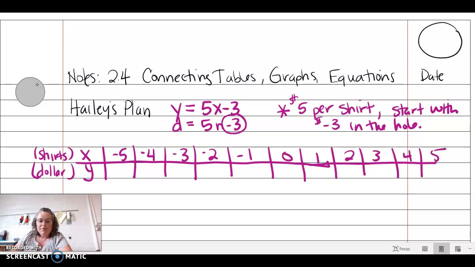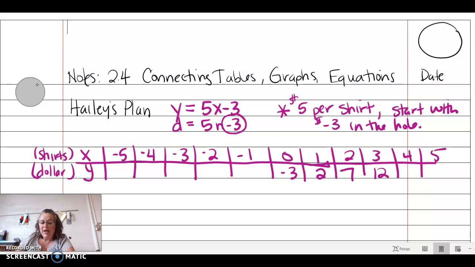Okay, so following her plan, she gets $5 per shirt, negative 3 in the hole. If she doesn't sell any shirts, she's still $3 in the hole. So I'm going to put a negative 3 here. But as soon as she starts selling, she gets $5 for that one shirt. Have to take away the $3 we had to start. That leaves her with $2. And then if she sells 2 shirts, she's earned $10, but I had to take away the 3 to start, so that's 7. 3 shirts would be 15. Take away the 3, that gives us 12.